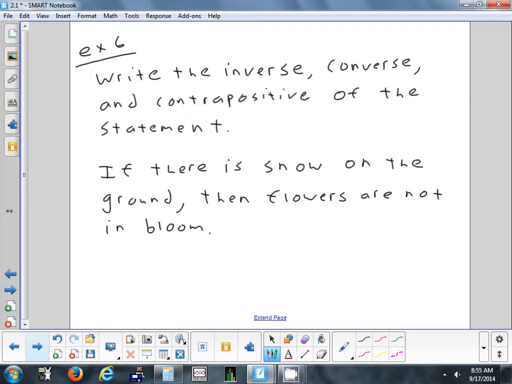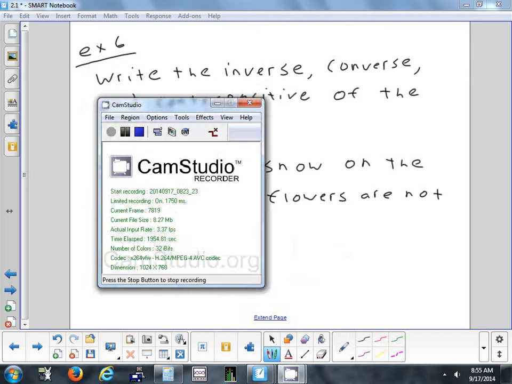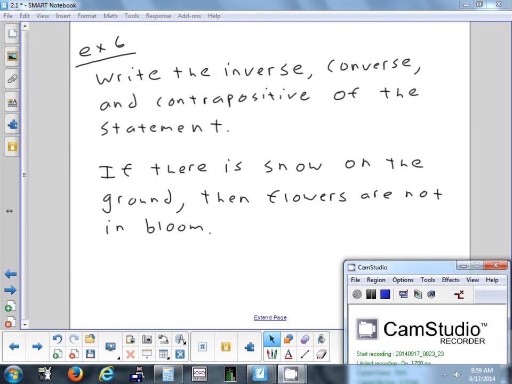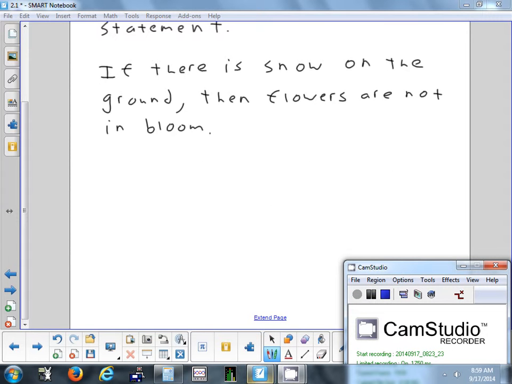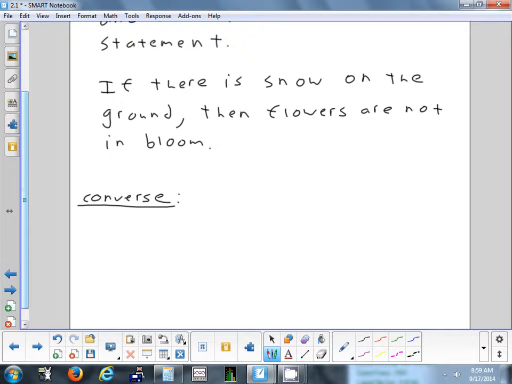Okay, why don't you take a second and try that one on your own. See if you can write the three versions of that sentence: the inverse, the converse, and the contrapositive. The original statement is, if there is snow on the ground, then flowers are not in bloom. Okay, let's start off with our converse. Who can tell me what the converse would be?